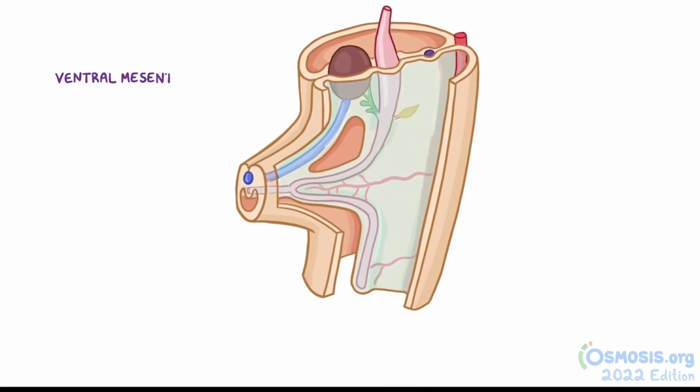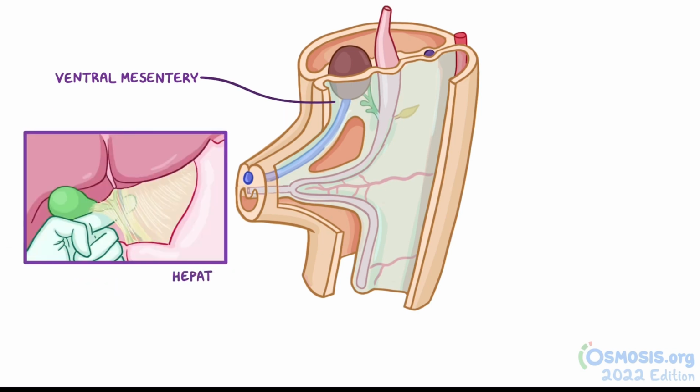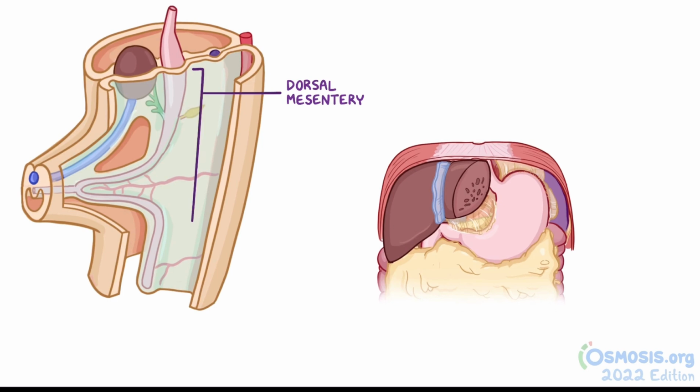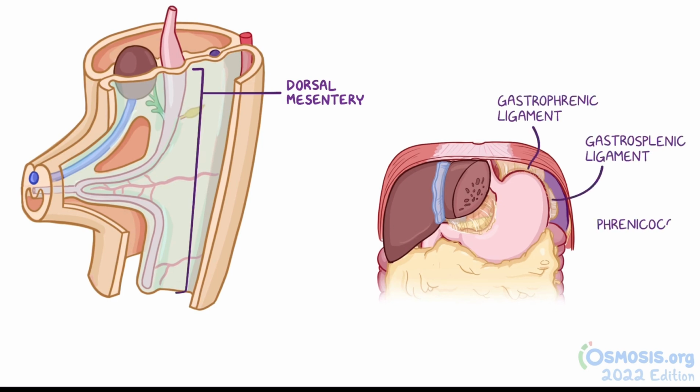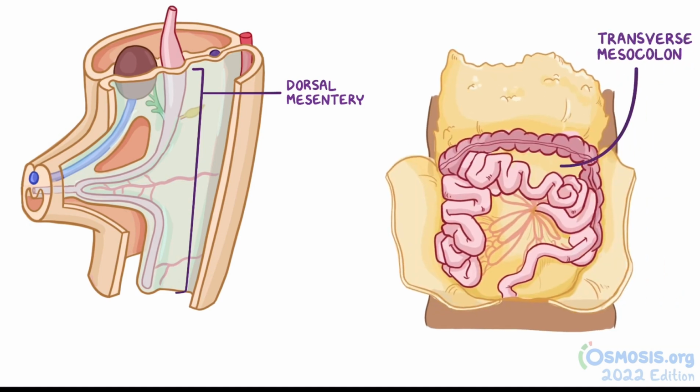The ligaments that derive from the embryological ventral mesentery are the falciform ligament, the coronary ligaments, the hepatogastric ligament, and the hepatoduodenal ligament. The ligaments that derive from the embryological dorsal mesentery include the gastrophrenic ligament, the gastrosplenic ligament, the phrenicocolic ligament, the transverse mesocolon, and the greater omentum.